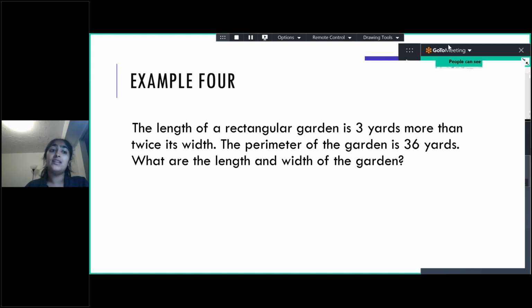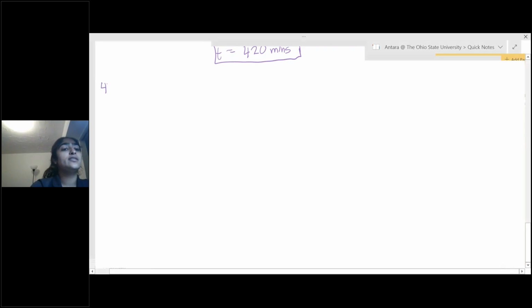So let's go ahead, and in this case, it would be a really good problem to be able to draw a picture and visualize. So let's go ahead and draw a picture because I think that would definitely help us. So we have this rectangular garden. I'm just going to draw a rectangle. And so this is our length and this is our width.